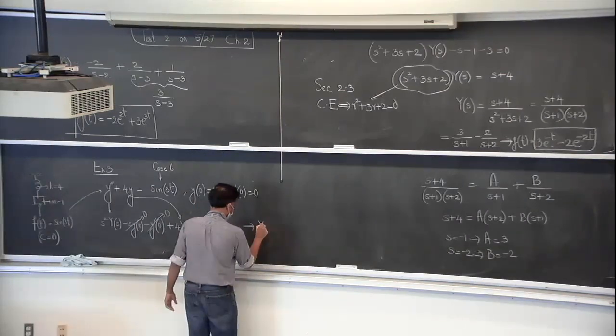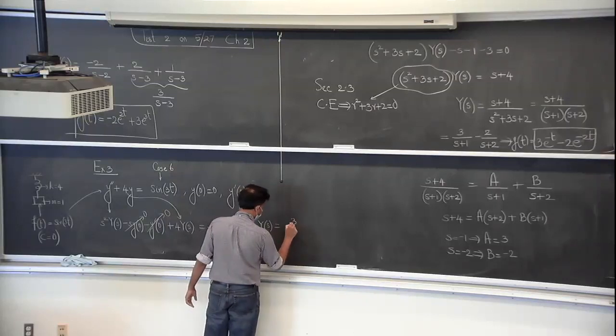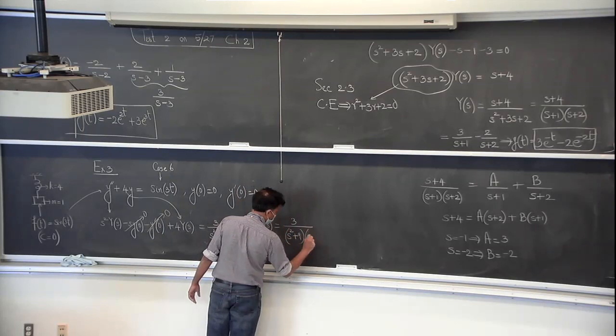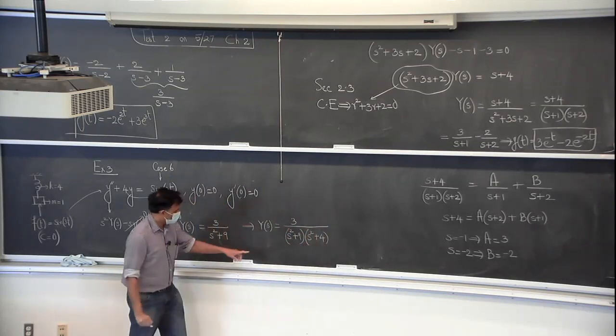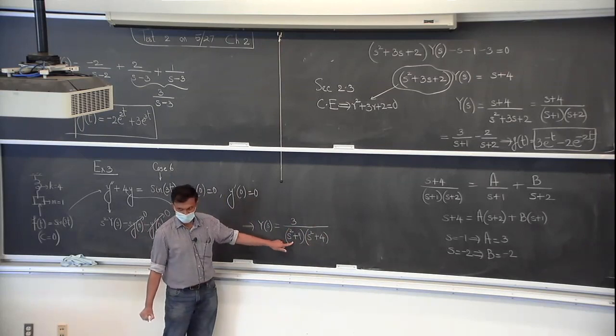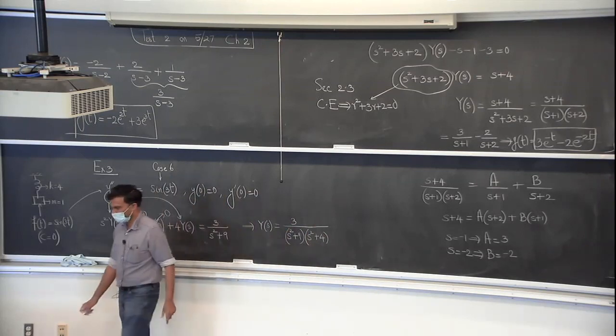So we have Y of s equal to 3 divided by s squared plus 9 times s squared plus 4. Please don't factor this as s plus 3 times s minus 3. Hopefully that is clear.